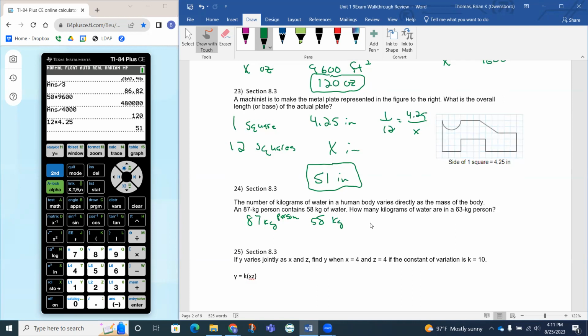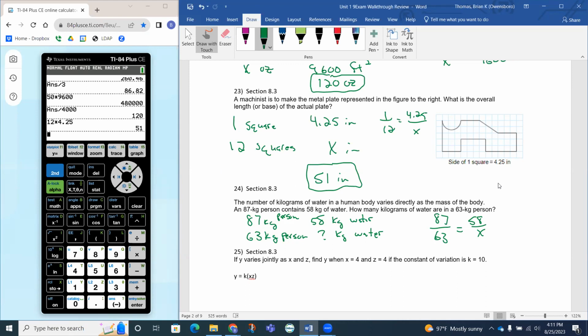Notice how they said varies directly. So I can just set this all up here: the person and 58 kilograms of water. The next question is, how many kilograms of water are in a 63 kilogram person? So the person is 63 kilograms, but we don't know how much water is in that person. So we have 87 over 63 equals 58 over X. We have a proportion, and we could cross multiply to get that.